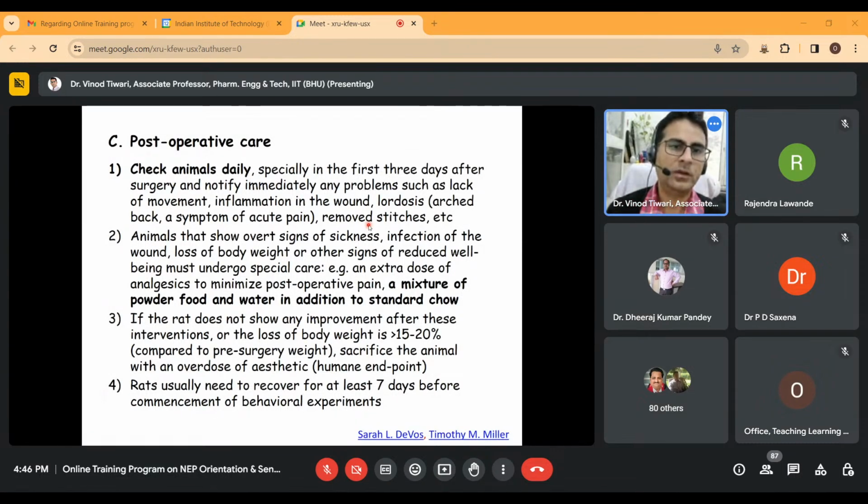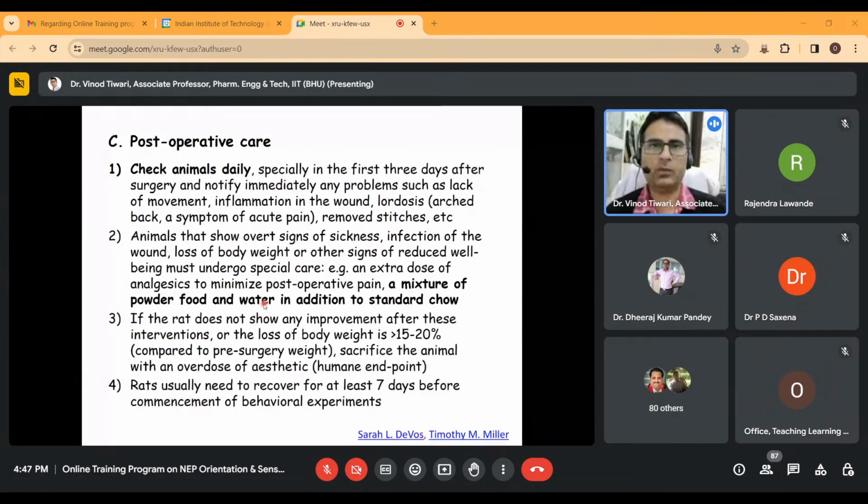Now, animals that show overt signs of sickness, many times animals get sick, infection of a wound, loss of body weight. That is one of the most important parameters to understand whether your animals are sick or not. If they're healthy adults, generally their body weight should be maintained, if not increasing, because they are already adults. So it will not increase drastically. It should be maintained over a period of days or weeks. But if it is reducing drastically, like from one day to the other, that means your animals are severely sick or show other signs of reduced well-being. Then you need to provide special or extra care to your animals by providing them an extra dose of analgesic, which is painkiller, or a mixture of powder food and water.